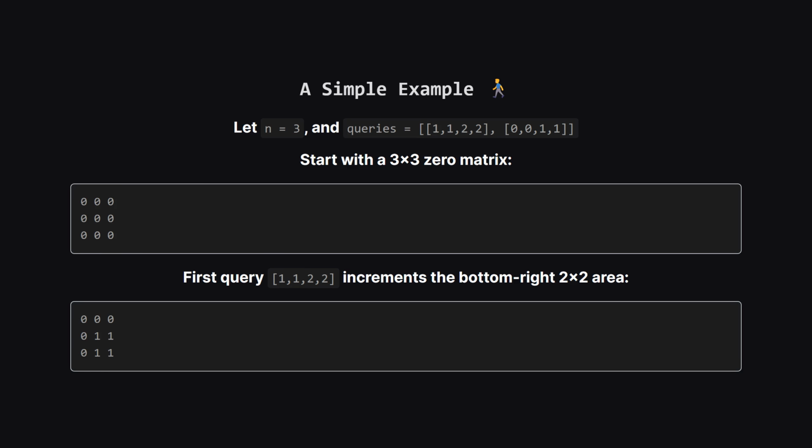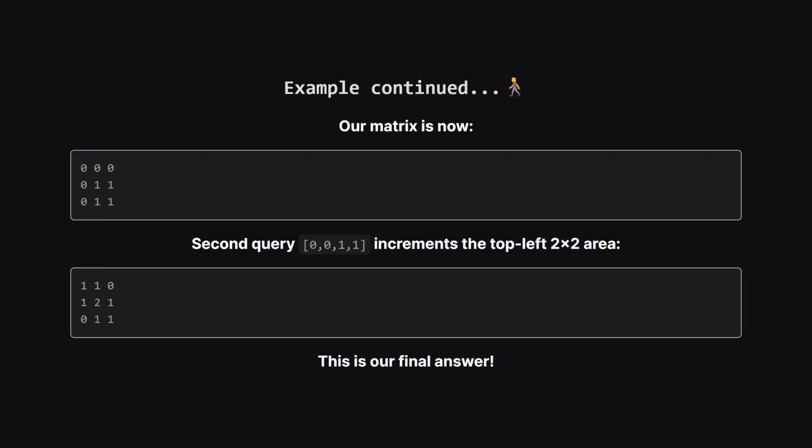We have a 3x3 grid of zeros. The first instruction tells us to update the rectangle from row 1, column 1, to row 2, column 2. So we go through that bottom right 4-cell area, and add 1 to each cell. Pretty straightforward so far. Now for the second instruction. It says to update the rectangle from row 0, column 0, to row 1, column 1. We take our current grid, and again add 1 to every cell in this new area. Notice that the cell at row 1, column 1, was part of both rectangles, so it gets incremented twice, ending up with a value of 2. And that's our final result.